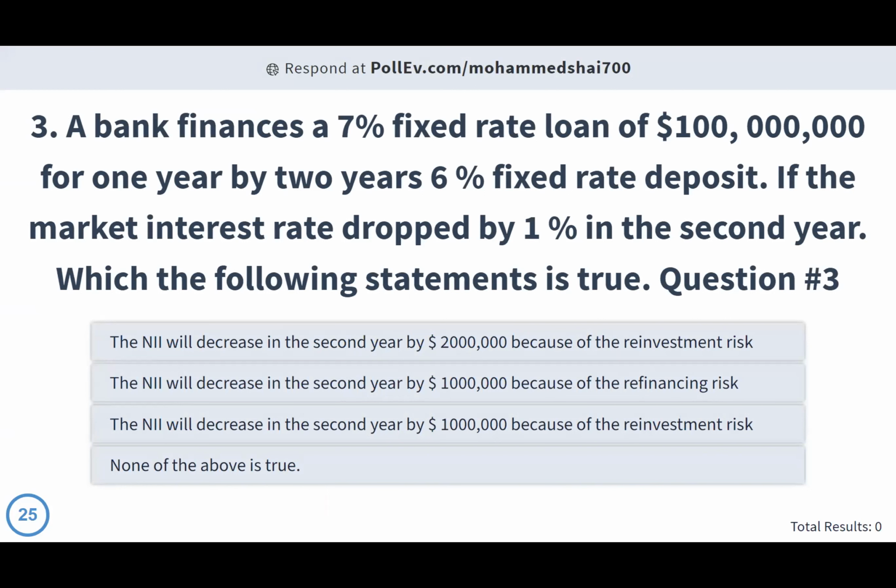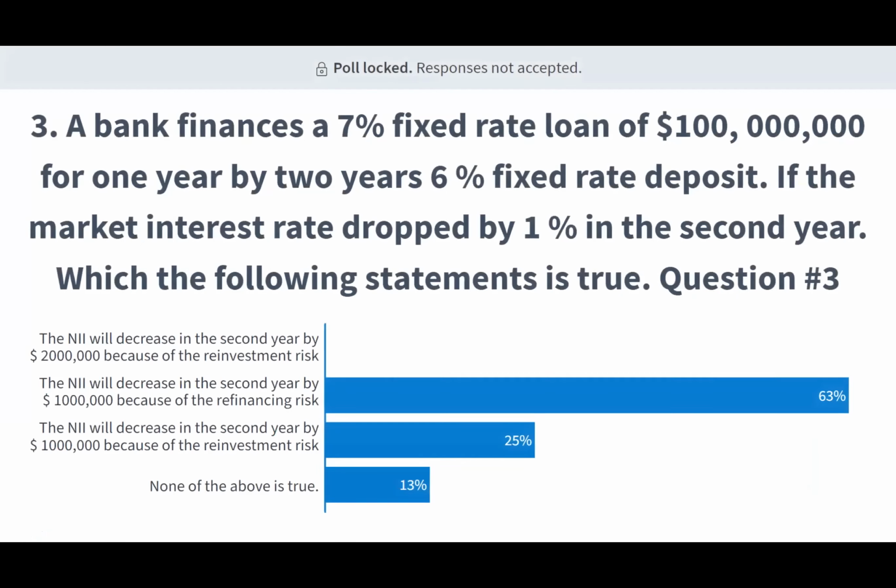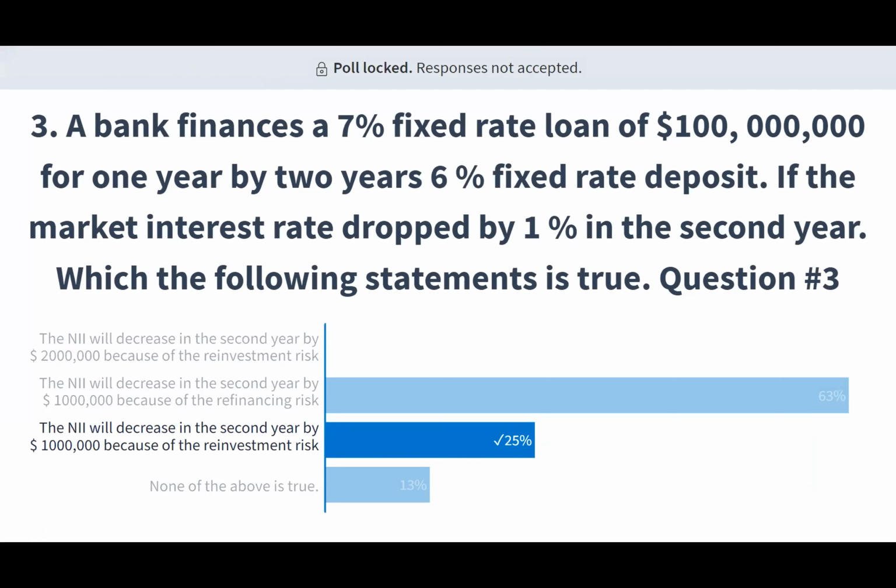This has always been an exam question. The bank finances 1 million of 1-year funds with 2-year fixed rate deposits. If the market interest rate drops by 1%, what would happen? I will reinvest this. So I know it's reinvestment risk, and I know the net interest income will decrease in the second year by 1 million because of the reinvestment risk. See, you didn't get it. This is actually a problem.